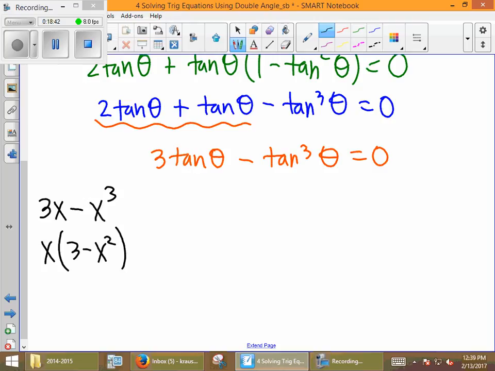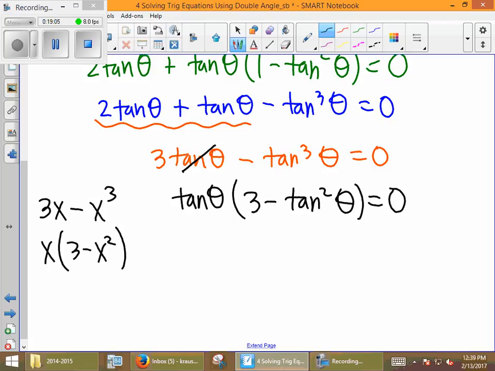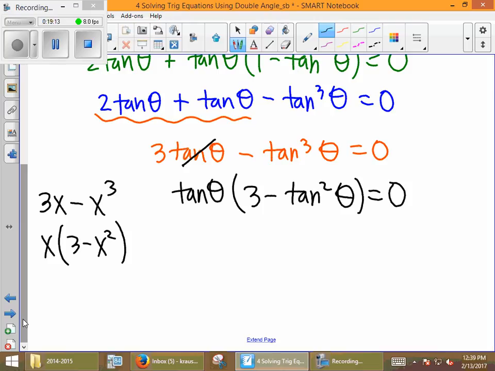Today when we did this, some people thought if you take out a tangent that you'd be left with 2 tan theta for the first one. Tan theta is a package deal. So take out a tangent theta. So this would go away, and it'd be 3 minus tangent squared. And then you can solve it from there. I'm going to give you a minute to try getting both of those solutions from here.